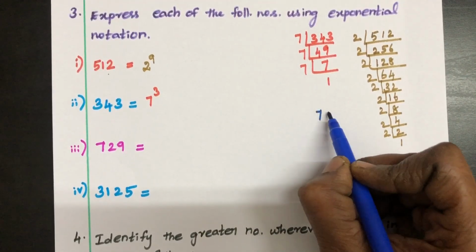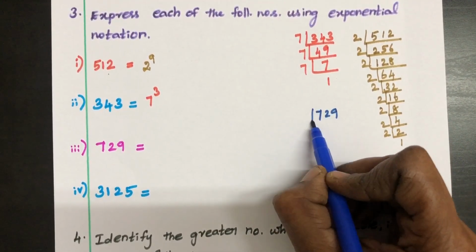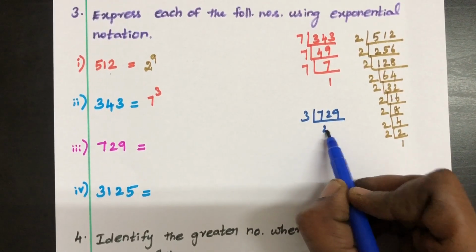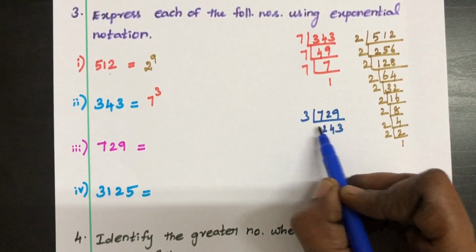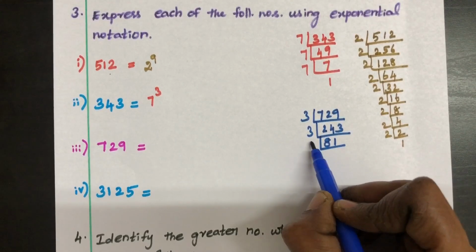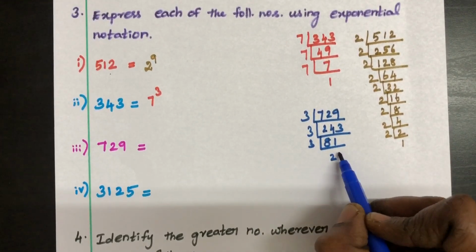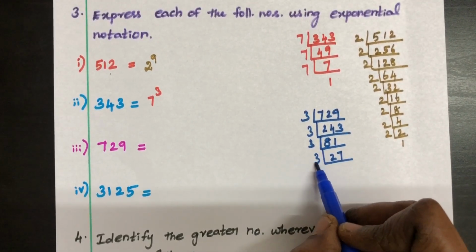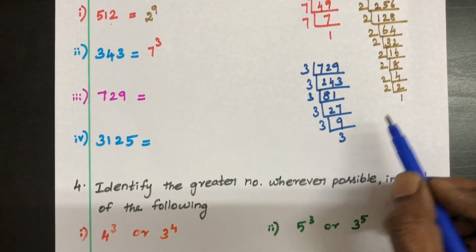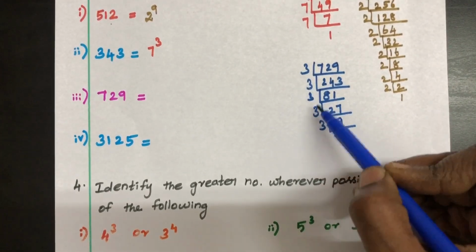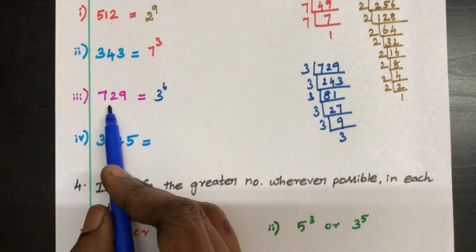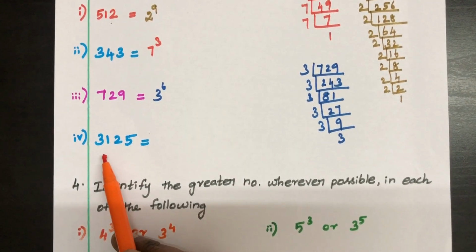Third subdivision, 729. For this also take prime factorization. 729. So 3 can divide this, right? 3 divides it and we keep dividing by 3. Again 3 can divide this. Again 3 can divide this. 3 can divide this, this is 9. Again 3. How many times? 1, 2, 3, 4, 5, 6. So 3 power 6 is the exponential notation for 729.